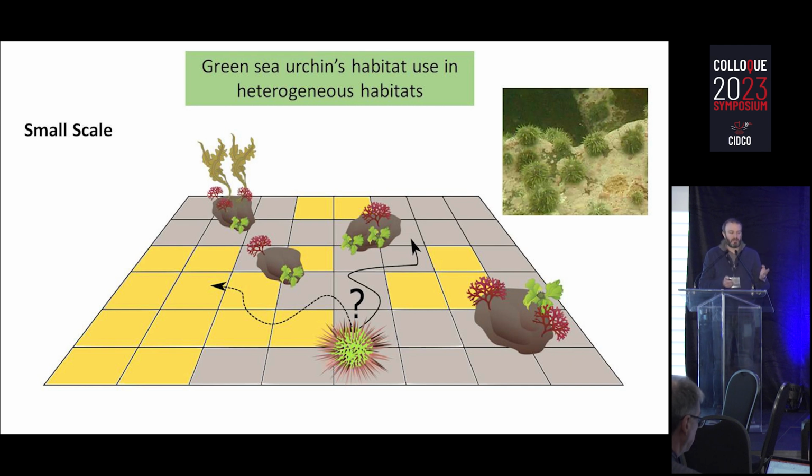And here, for example, some of the work we are doing is trying to understand how sea urchins are moving in a heterogeneous type of habitat. Here in this image, you can imagine the gray squares as the rocky part of the bottom. The yellow can be sandy areas, and then you have boulders and other types of rocks that can increase the heterogeneity locally.